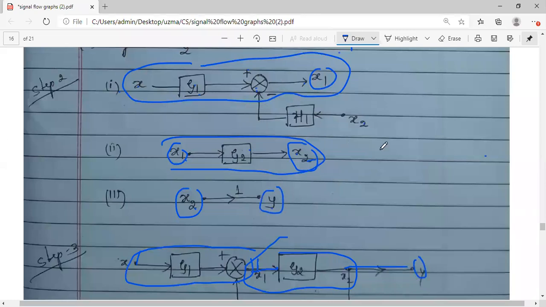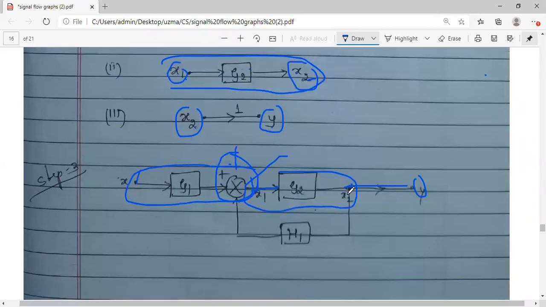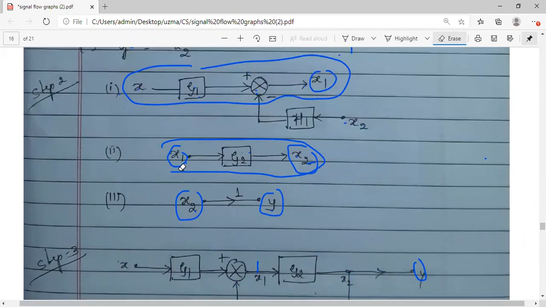Now only this feedback is left out. ये feedback कहाँ से कहाँ जा रहा है? जो first equation में जो summing point था, this one, ये summing point को कहाँ से join करना है? x2 से. तो x2 यहाँ पे है. From x2 connect a feedback to the summing point. And don't forget to put a sign, because I have not done that.